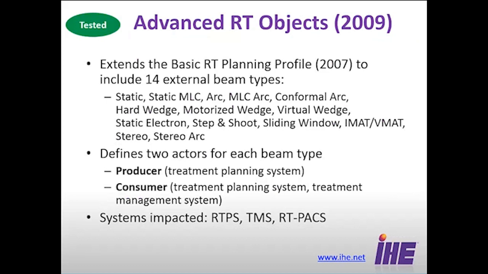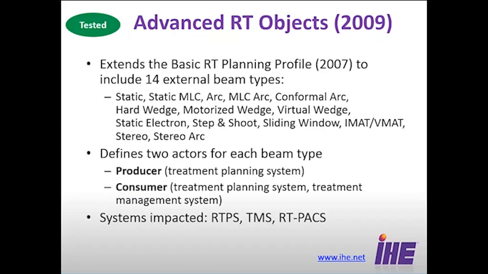This one is for advanced RT objects. It's a little bit different. We have 2 actors, a producer and a consumer, and a producer means you can make a plan with the beam types listed here, and a consumer means you can bring that information in and use that information. So you could be a producer for motorized wedge, or you could be a consumer for motorized wedge, or both a producer and a consumer.